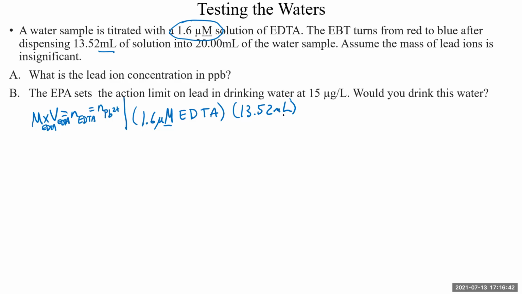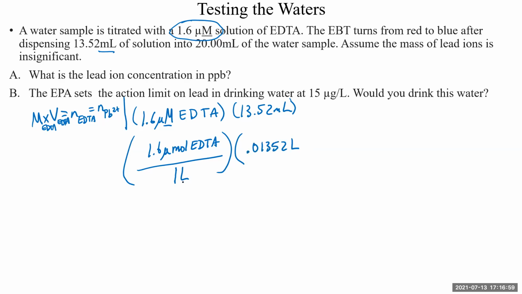I'm going to convert the milliliters to liters, because 1.6 micromolar means 1.6 micromoles of EDTA per every 1 liter. So if I multiply this by 0.01352 liters, the liters will cancel out and I'll have micromoles of EDTA. That's okay, I can deal with just micromoles of EDTA. If I need to, I can always convert those to moles. So let's do it that way.